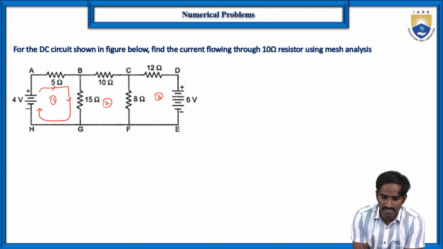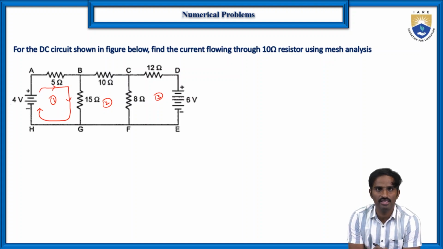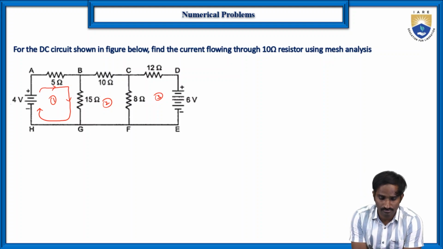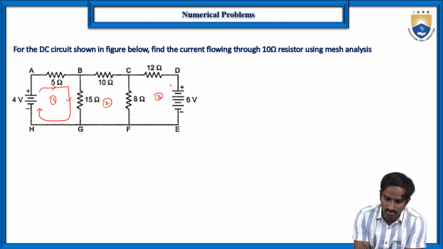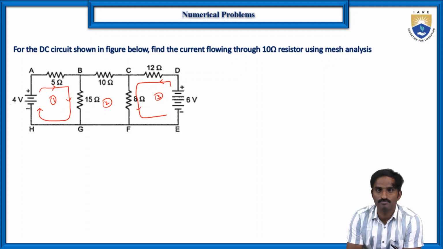Coming to the second loop, it doesn't have any voltage source. So let us go for loop 3 first, then again we will come back to loop 2. Here loop 3 has plus and minus, so again let me draw it like this. This is the loop current.